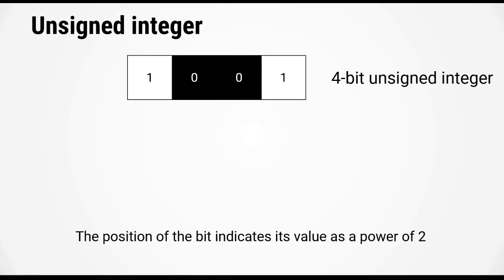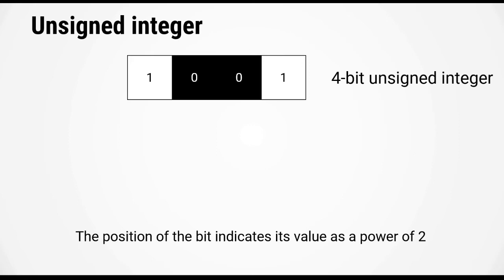Here is a picture representation of an unsigned integer. As I mentioned, an integer consists of multiple bits. This example here shows an integer that is composed of 4 bits, so we would call this a 4-bit unsigned integer. The way integers represent large numbers is by using the position of each bit to represent a power of 2.